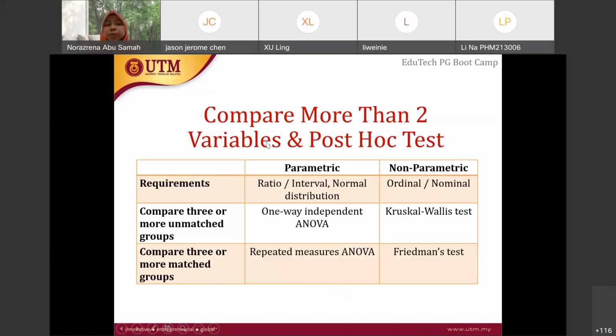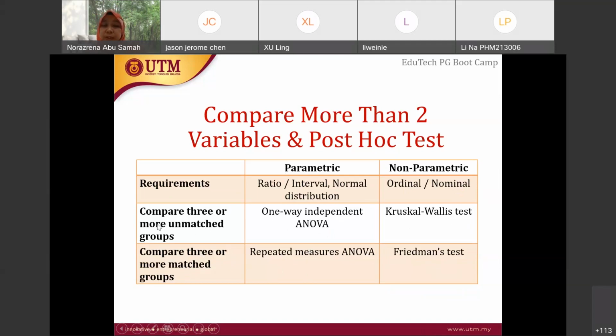Then when you want to compare more than two groups, 3, 4, 5, and so on, this is the statistical test for that. The parametric assumptions are the same: only for ratio or interval and normal. If not normal, you must run the non-parametric test. The name is one-way independent ANOVA, and the non-parametric one is Kruskal-Wallis. For comparing 3 or more matched groups, the parametric test is repeated measures ANOVA. This one is the Friedman test.